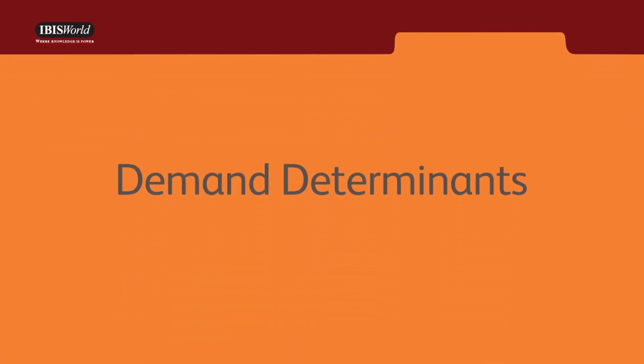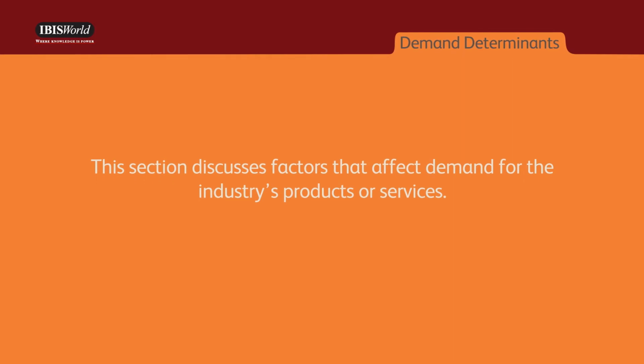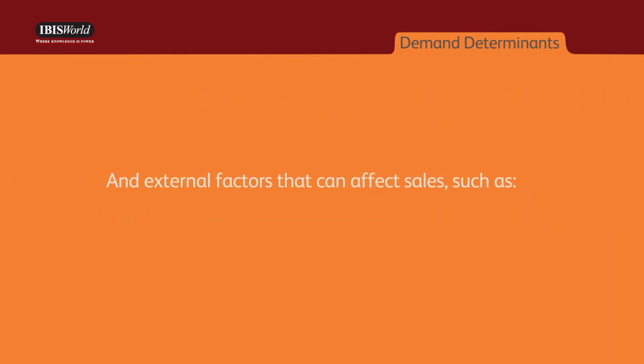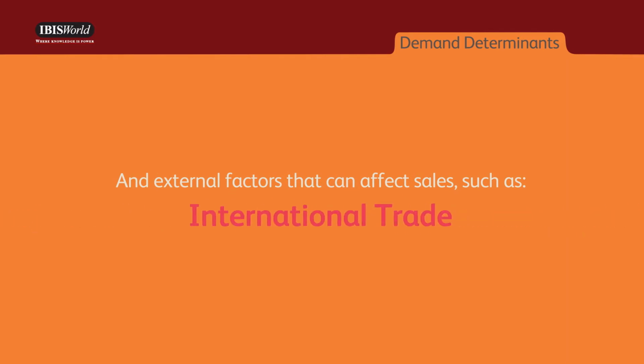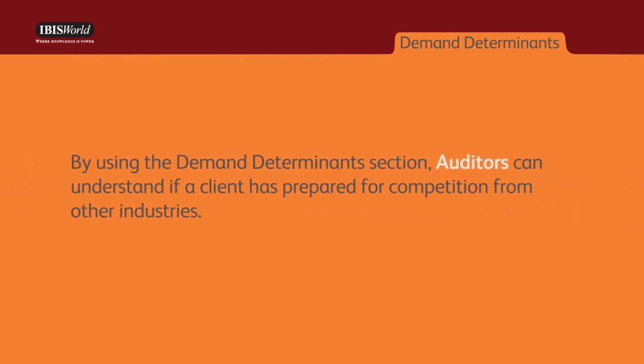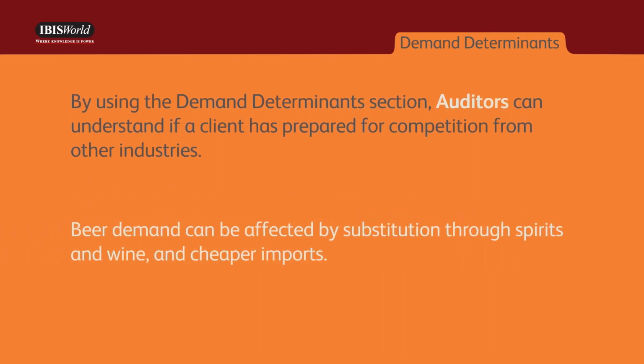Demand determinants. This section discusses factors that affect demand for the industry's products or services. This includes factors that stimulate or reduce demand for goods or service, and external factors that can affect sales, such as buyer behaviors, international trade, pricing, substitutes, government regulation, seasonality, innovation, and many more. By using the demand determinant section, auditors can understand if a client has prepared for competition from other industries. For example, beer demand can be affected by substitution through spirits and wine, and cheaper imports.